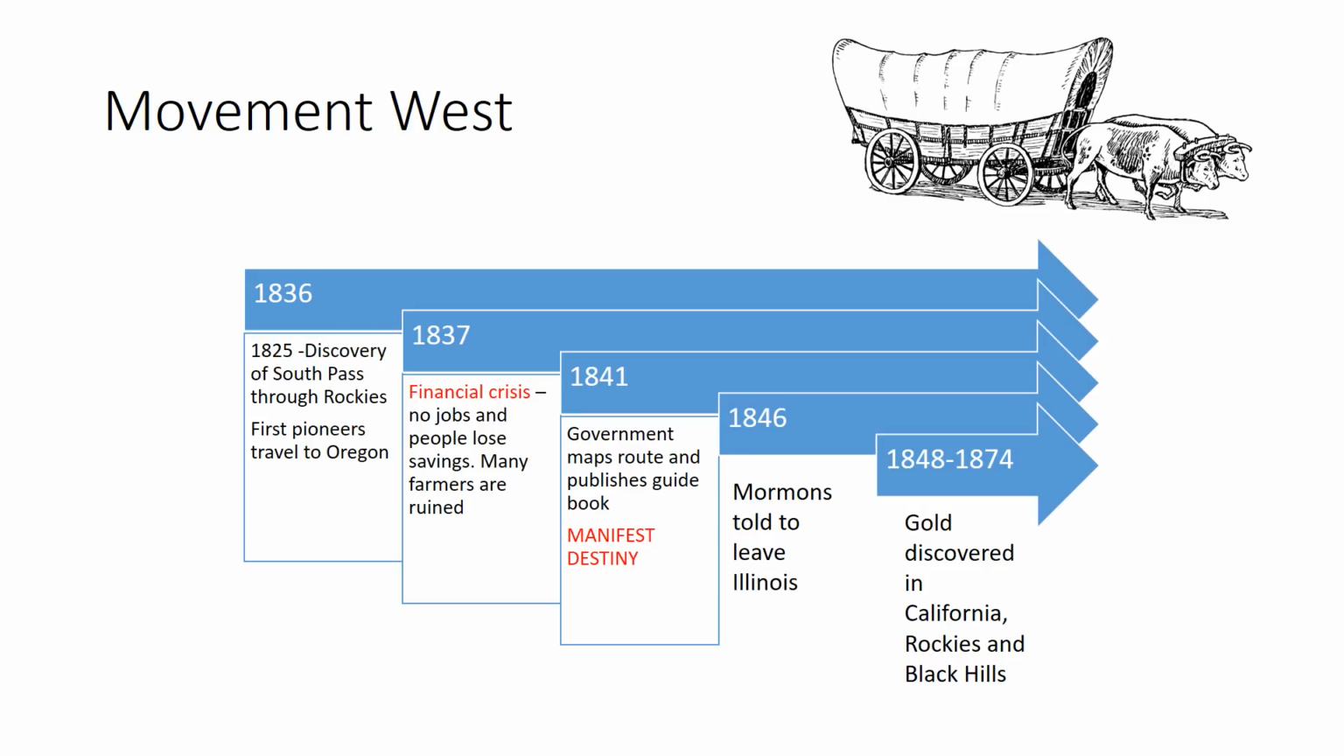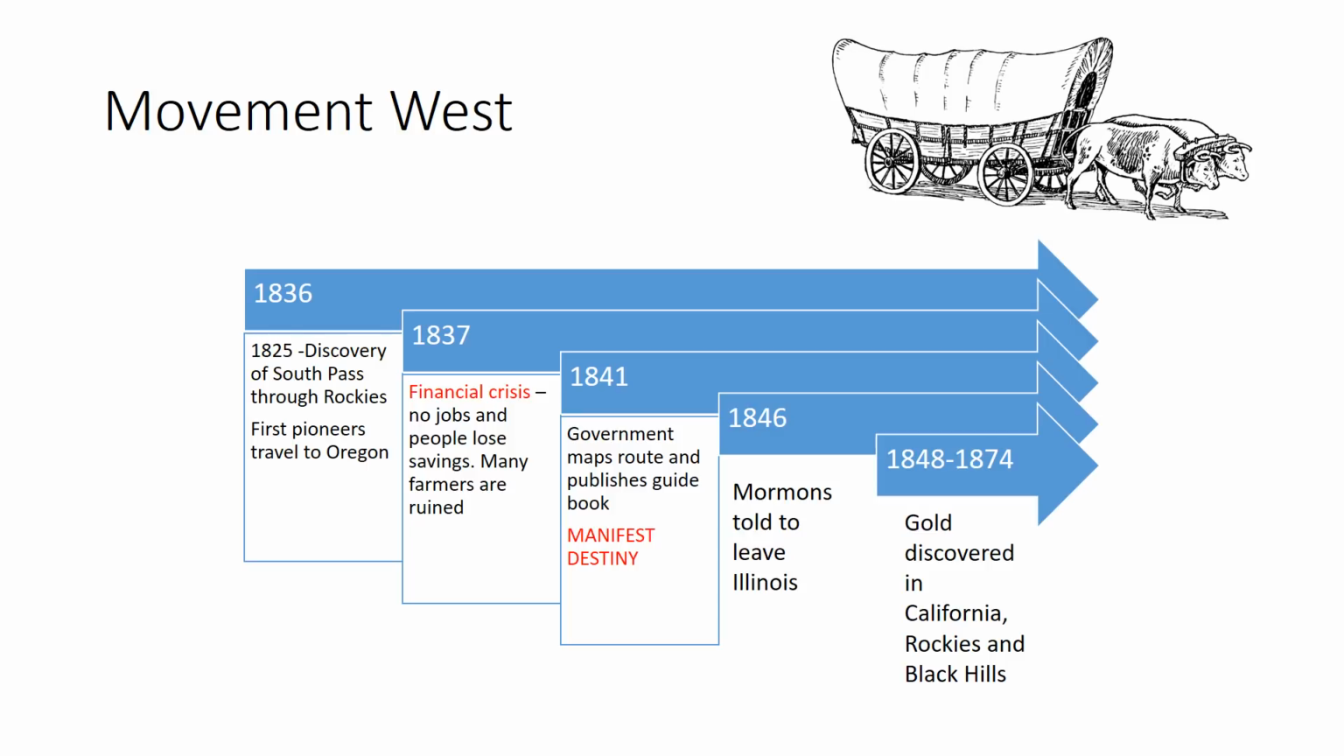The biggest push factor away from the east was the financial crisis of 1837. People had no jobs, people lost their savings, farms were ruined, so many people began to think about starting a new life. This was accelerated and helped by the government, and in 1841 they mapped the routes and they published a guidebook, so people literally would just follow this step by step. Obviously this has kind of led into the manifest destiny idea that we were going to dominate and control this continent.